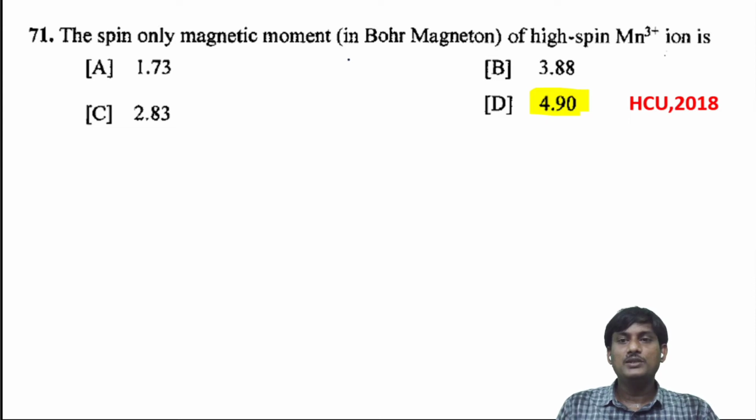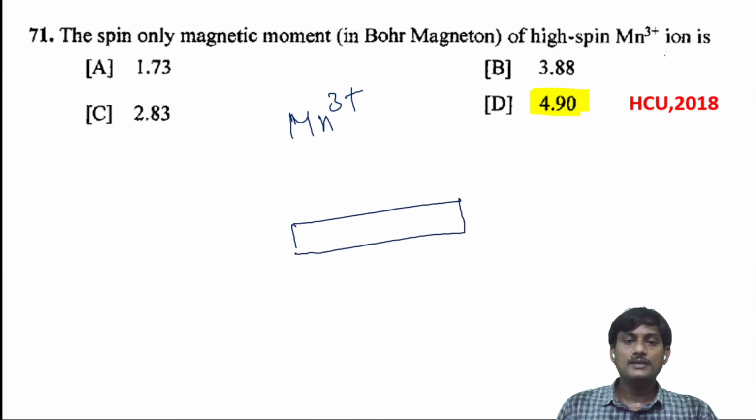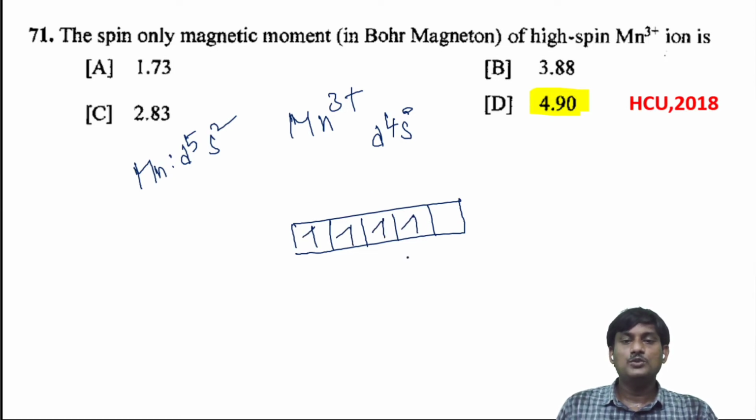The spin-only magnetic moment in Bohr magneton of high spin Mn3 plus ion. So here, if you take high spin Mn3 plus, the electronic configuration of Mn3 plus will be d4 s0. Mn is d5 s2. You have to remove 3 electrons, it will be d4 s0. High spin means no need to pair, and it has 4 unpaired electrons.